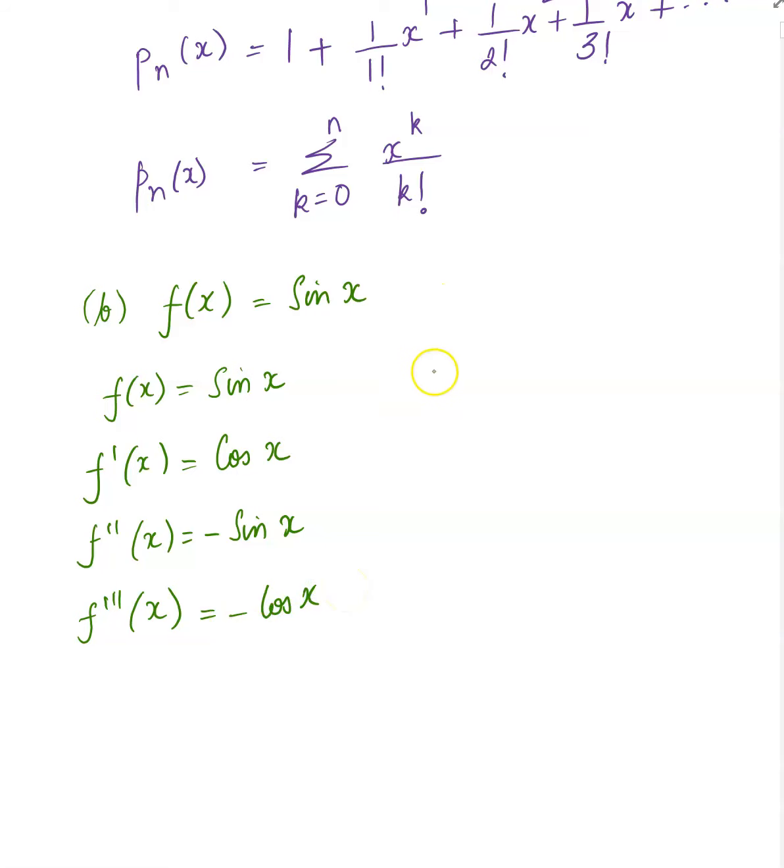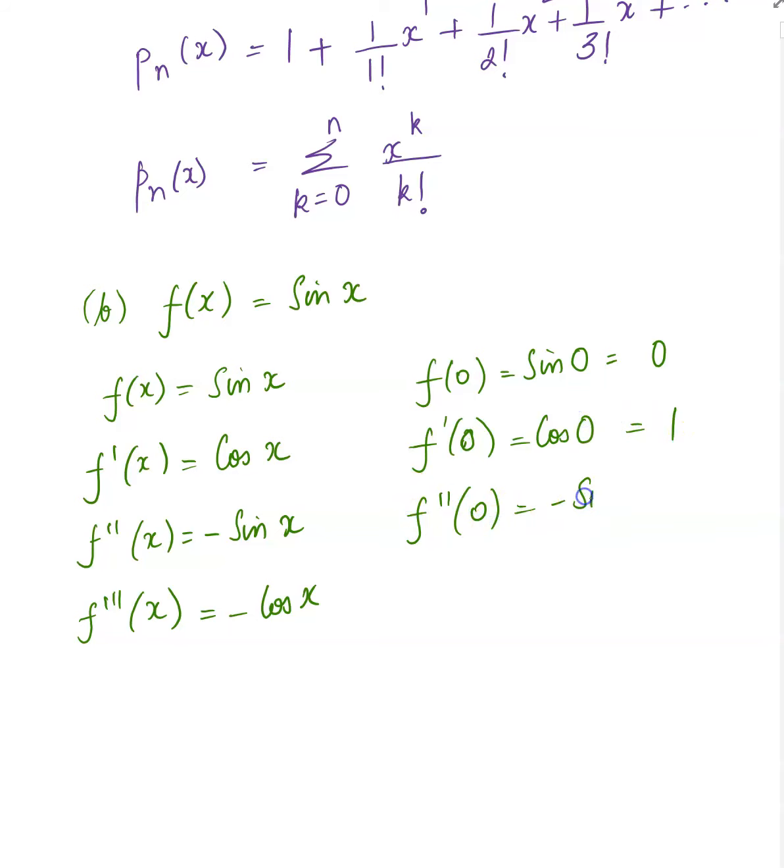And correspondingly, what was this? Maclaurin, right? So yes, it's f of 0. If it's Maclaurin, you know your a is 0, or x is 0 in this case. So f of 0 is sine 0, which is 0. F prime of 0 is cosine 0, which is 1. Negative sine 0 is 0. Negative cosine 0 is negative 1.